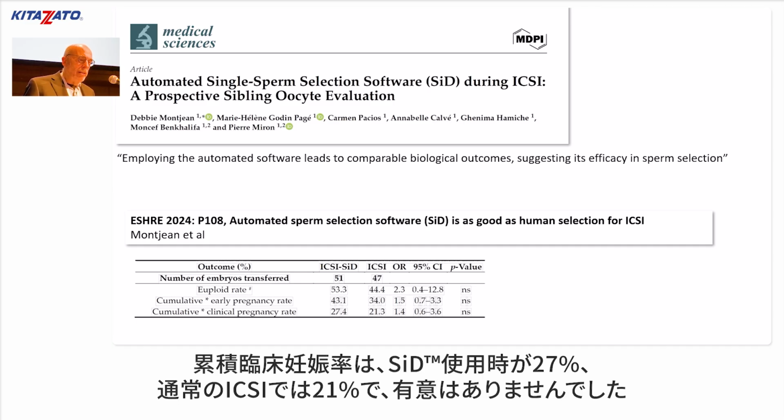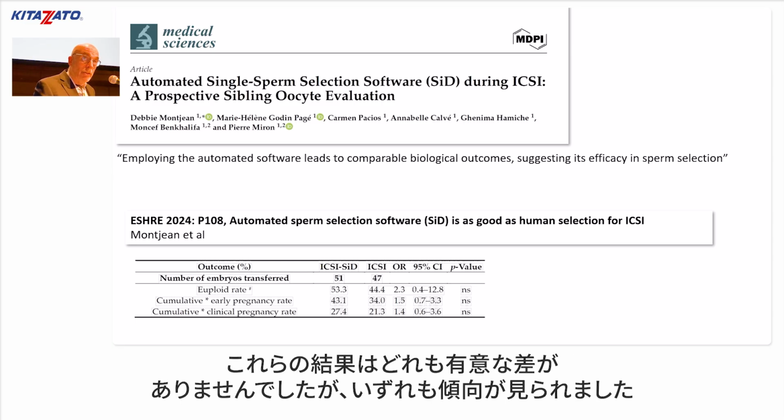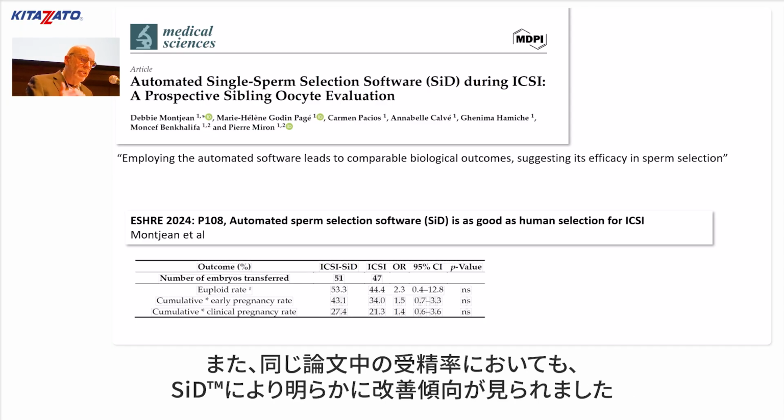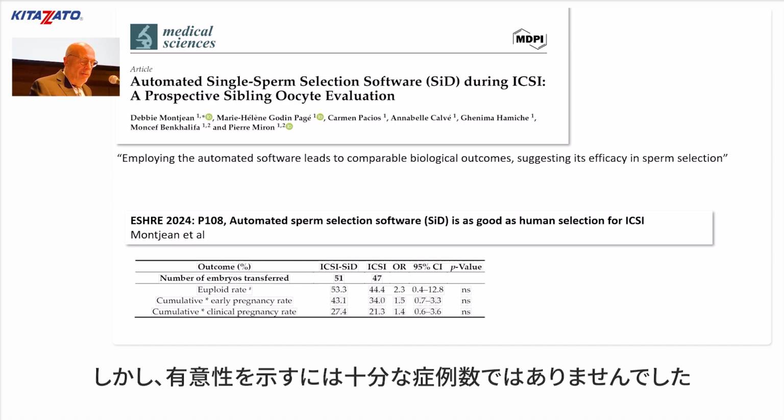And the cumulative clinical pregnancy rate was 27% when they used SiD and 21% when they did ICSI. That was not significant. None of these comparisons were significant, but they all had trends. And also the fertilization rate presented in the same paper, there was clearly a trend to improvement, but they just didn't have enough numbers to show significance.